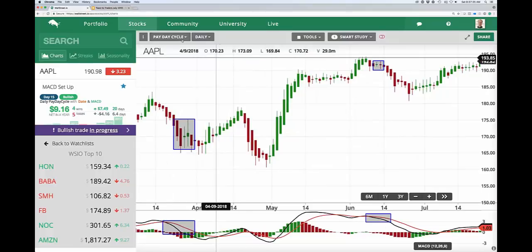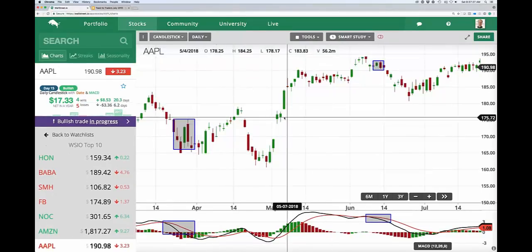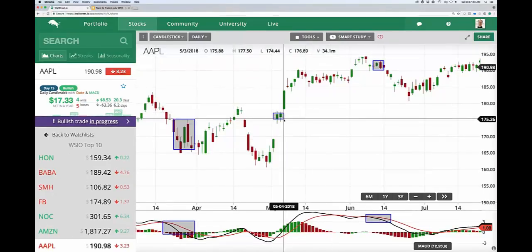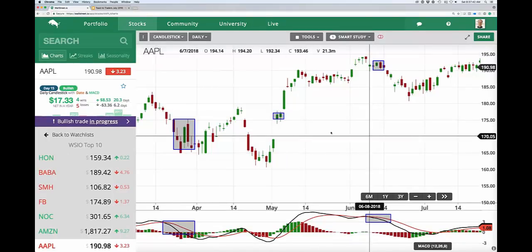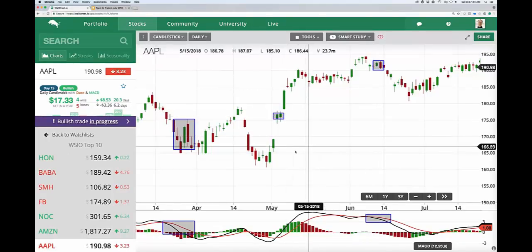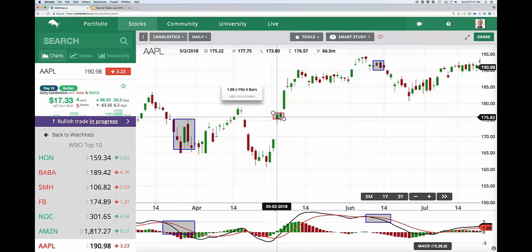And here's where I entered the trade. I'm going to first look at the candlestick. I entered it right here after earnings. So some would say, Mike, it seems like you entered this trade kind of late. You're on day 3, right? And I'm gonna address that in a second.